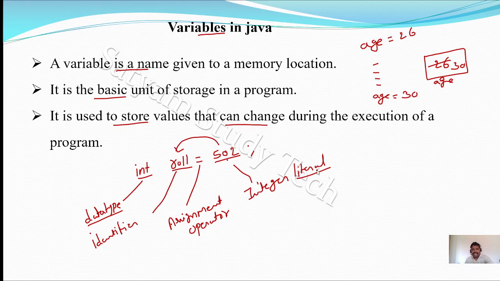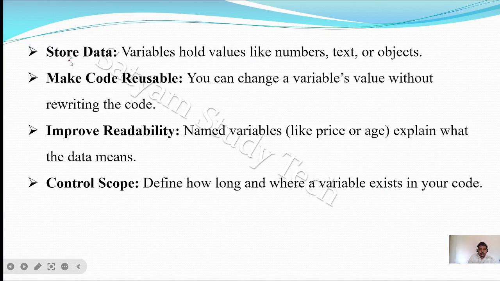So what are the basic characteristics of a variable? First, stored data. That means you declare what type of data is stored. The value may be a number, that is an integer or floating point number, or text, that is a character or string, or maybe even objects can be stored in that variable. Next, code reusability. Whenever you use variables in your program, code reusability is increased. You can change the variable value without rewriting the code. Now also improved readability.